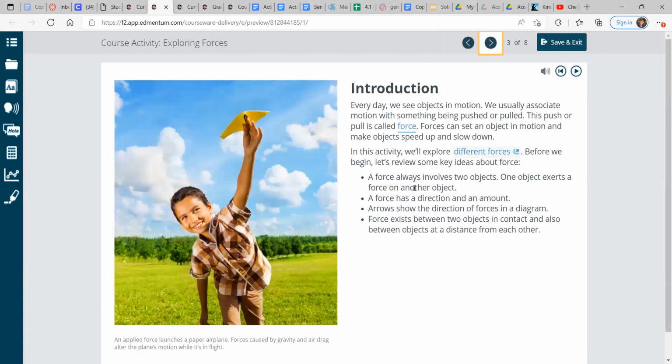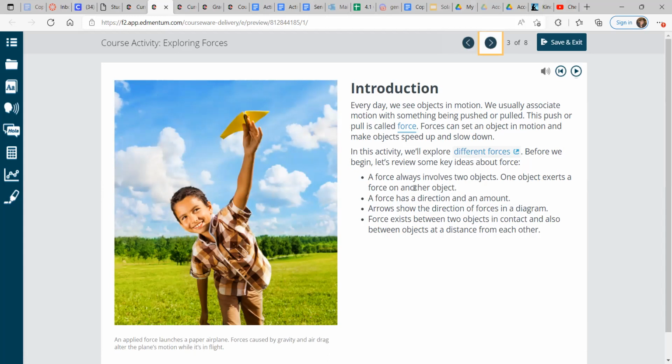And in the introduction, we talk about how every day we see things in motion. We usually associate motion with something being pushed or pulled in a certain direction. And that push or pull is called force. These forces can set an object in motion and make objects speed up or slow down. So we are going to explore different types of forces. And here are some of the key ideas to keep in mind.